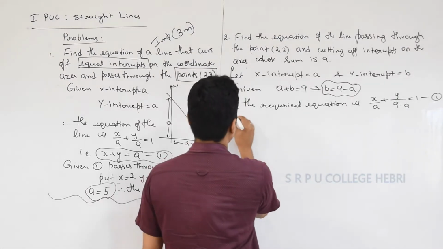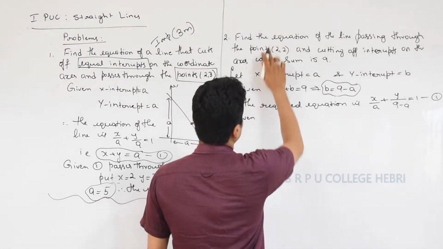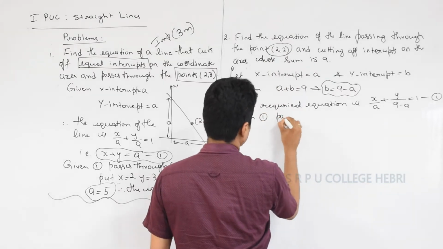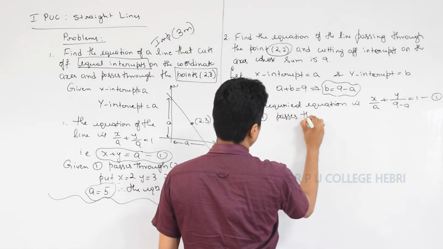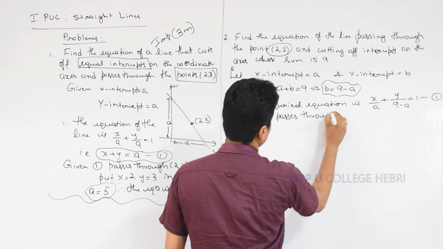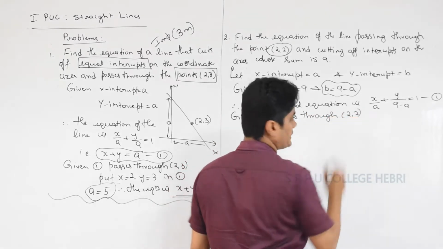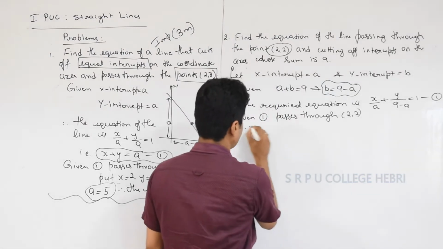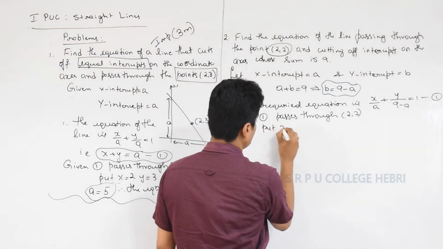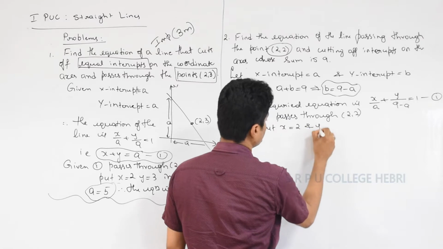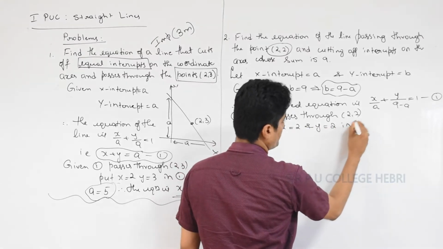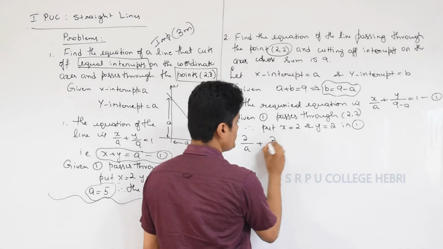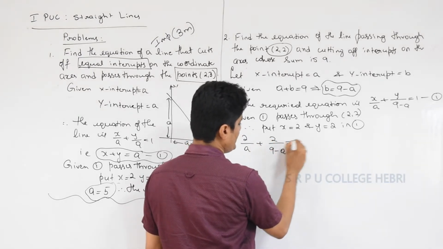Now one more given data. What is that? The line passes through the point (2, 2). Given that it passes through (2, 2), the point is on the line. So as we did in the last one, put x equal to 2 and y equal to 2 in equation 1. We get 2 by a plus 2 by (9 minus a) equal to 1.